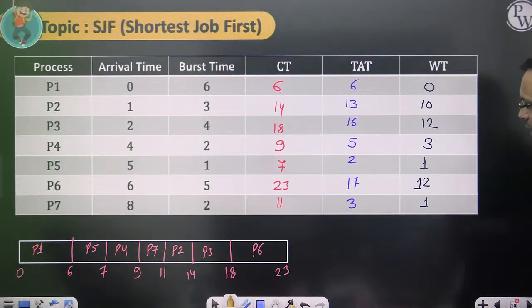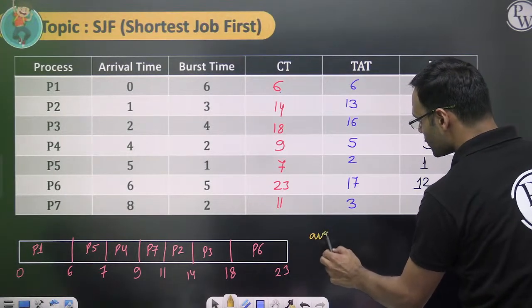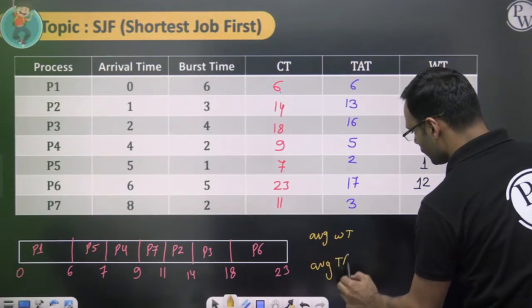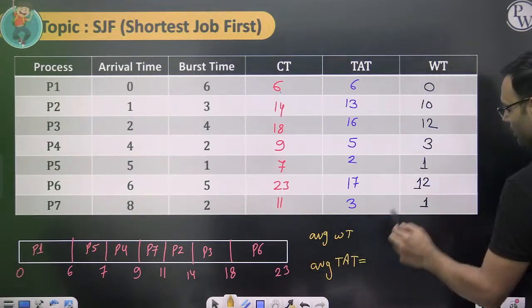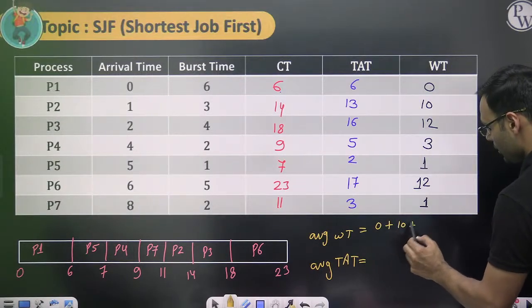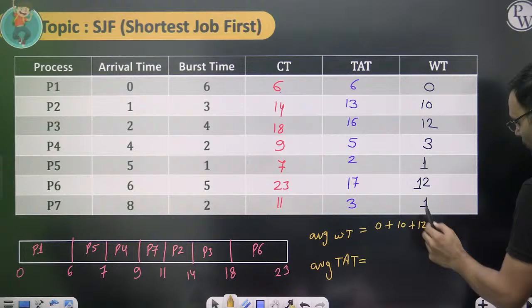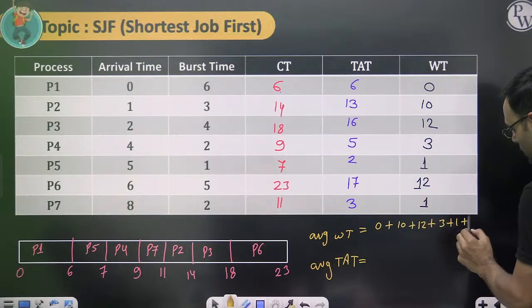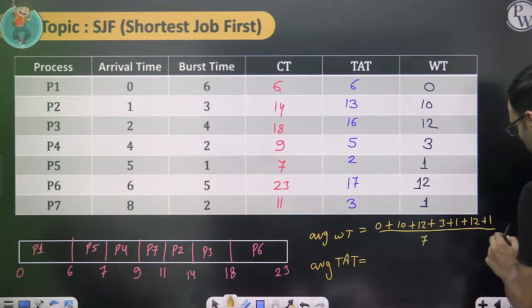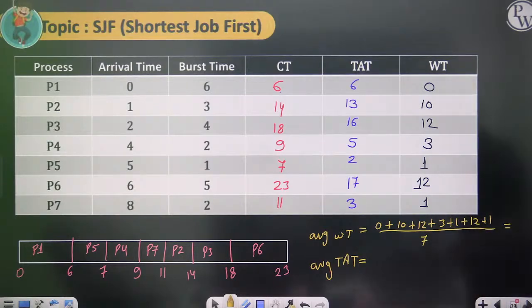Now the rest is very easy. If you want to calculate average waiting time and average turnaround time, you can do it. Average waiting time, average of all these: 0 plus 10 plus 12 plus 3 plus 1 plus 12 plus 1, divided by 7 processes. Just calculate how much it is.